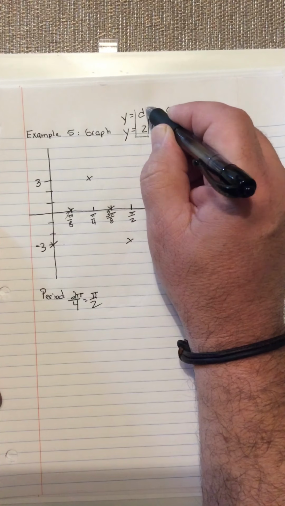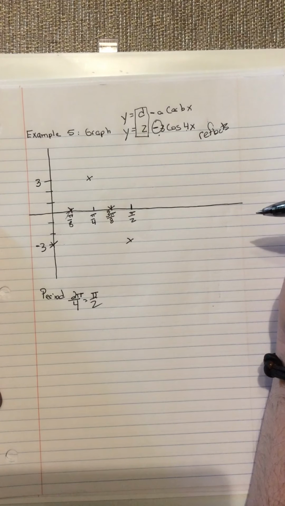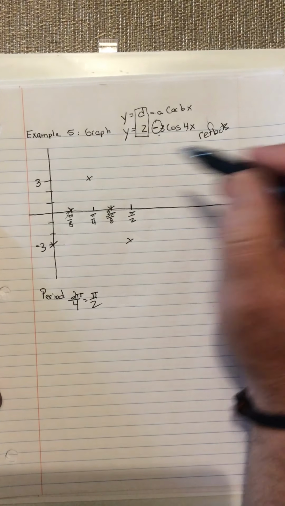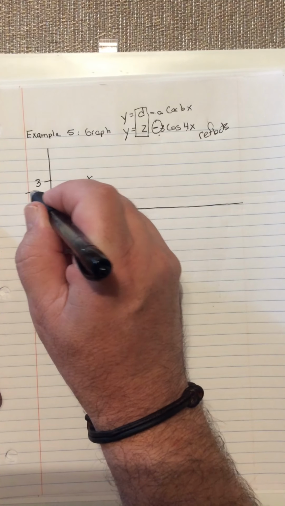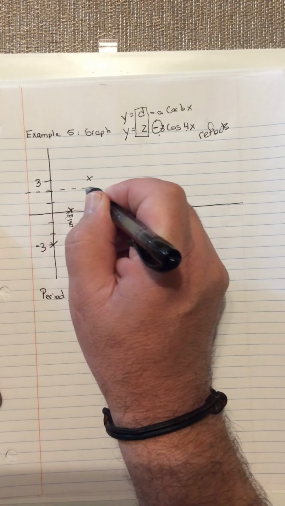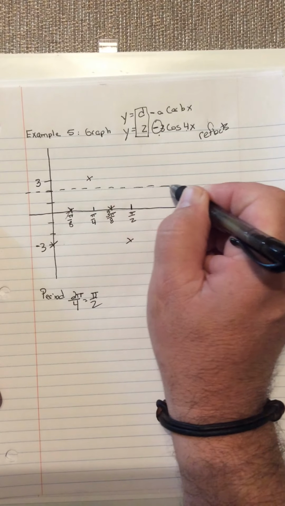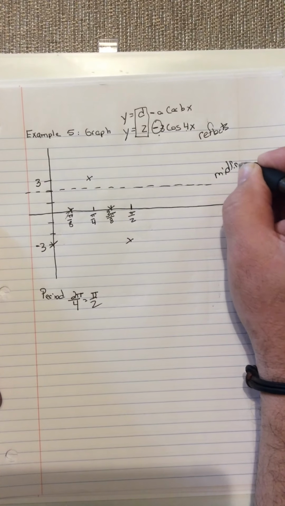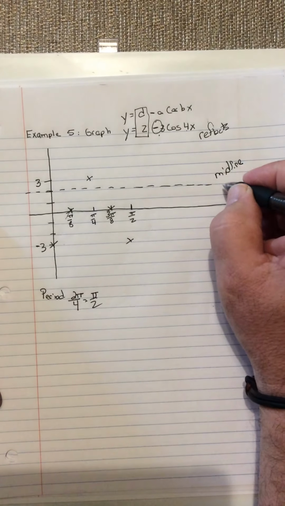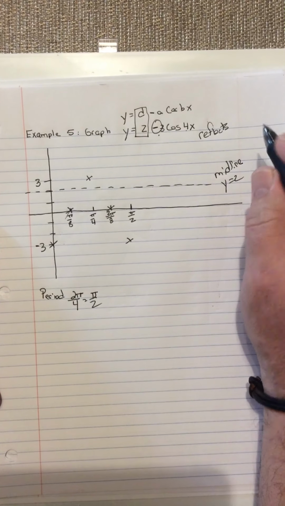This time D is +2. So all those points have to move up 2 units. So my midline also moves up 2. So here's the new midline. Okay, there's my midline at y equals 2, or D.